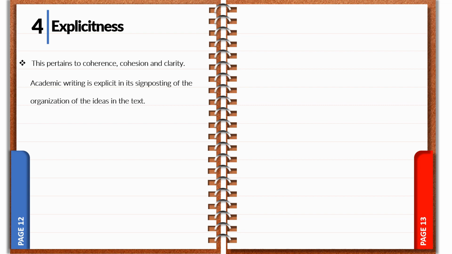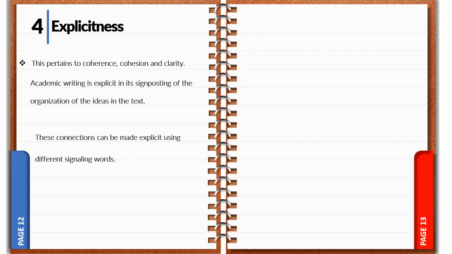The next feature of academic writing is explicitness. Explicitness pertains to coherence, cohesion, and clarity. Academic writing is explicit in its signposting of the organization of the ideas in the text. As a writer of academic English, it is your responsibility to make it clear to your reader how various parts of the text are related.